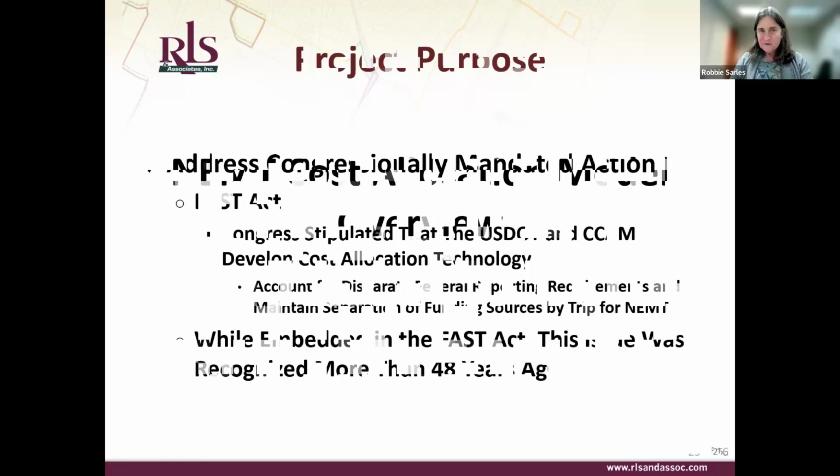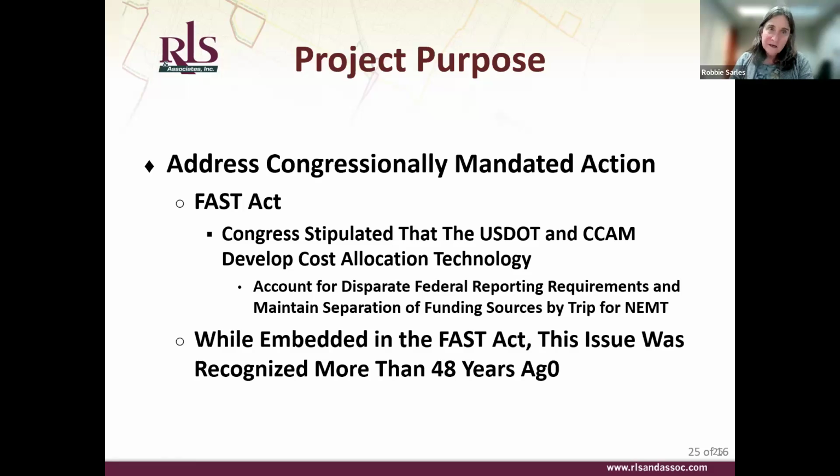So this particular model, first of all, I want to make sure that it actually is in the FAST Act. There's a part of Congress that has been very concerned about NEMT for a number of years, and has been very concerned about coordination of services for decades. The FAST Act stipulated that the DOT and CCAM and all the CCAM partners needed to work together to develop a cost allocation technology that would account for the different federal reporting requirements and maintain a separation of funding sources by trip for NEMT. In other words, yes, you can share trips, but no agency is going to subsidize another agency. Every agency just pays their fair share of the cost of that trip. That was essentially what was put in the FAST Act.